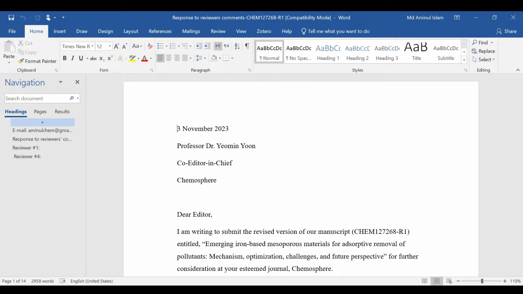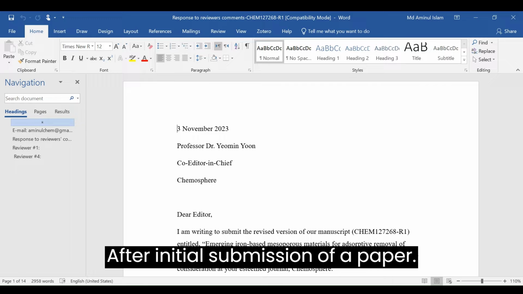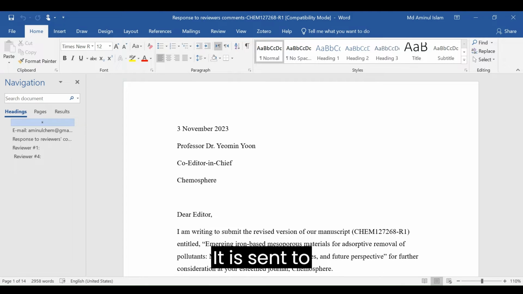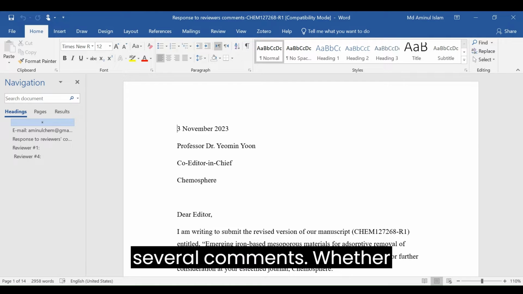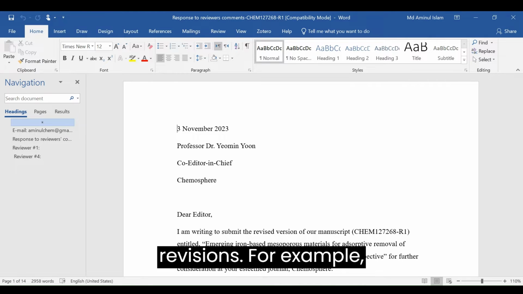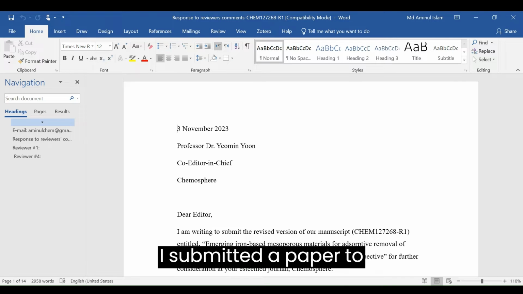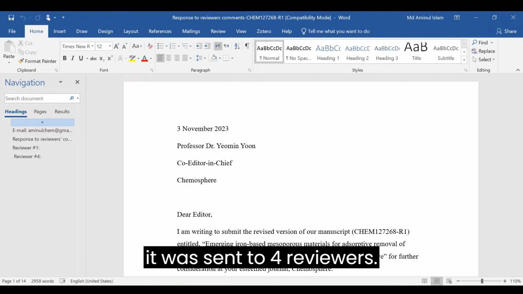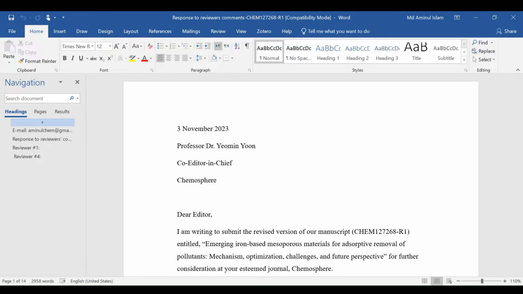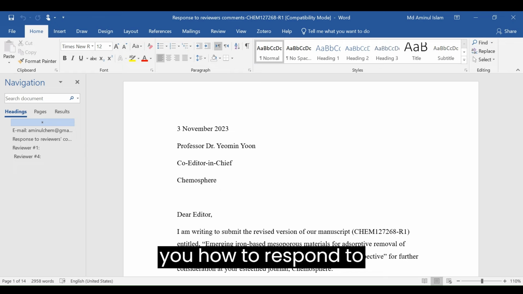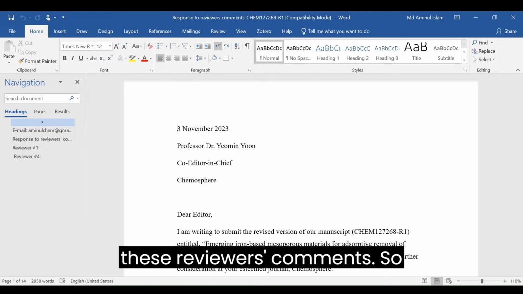So, after initial submission of a paper, it is sent to reviewers and after then, reviewers made several comments, whether it is major revisions or minor revisions. For example, recently I submitted a paper to Chemosphere, and it was sent to 4 reviewers. So I would like to show you how to respond to this reviewer's comment.